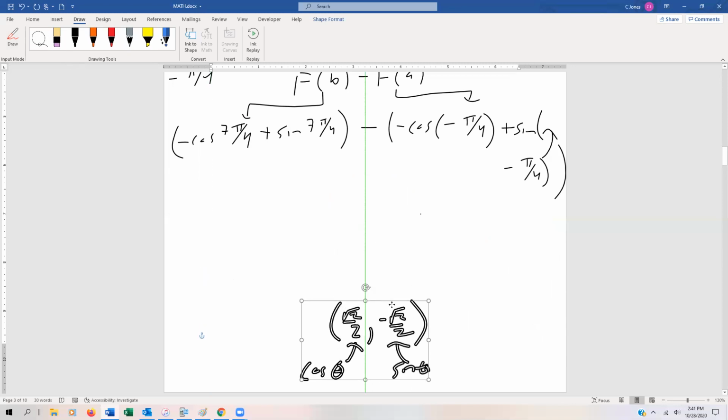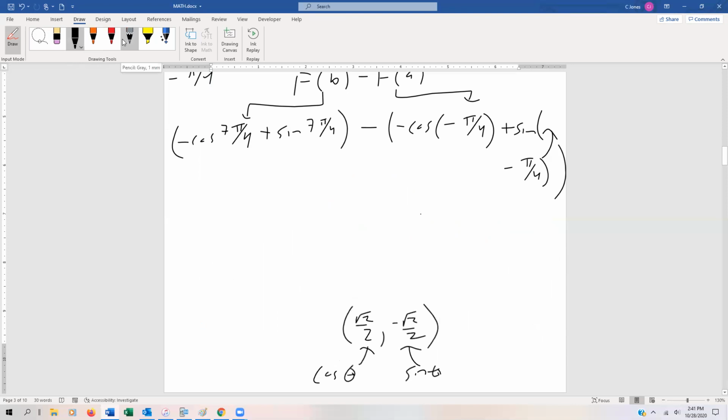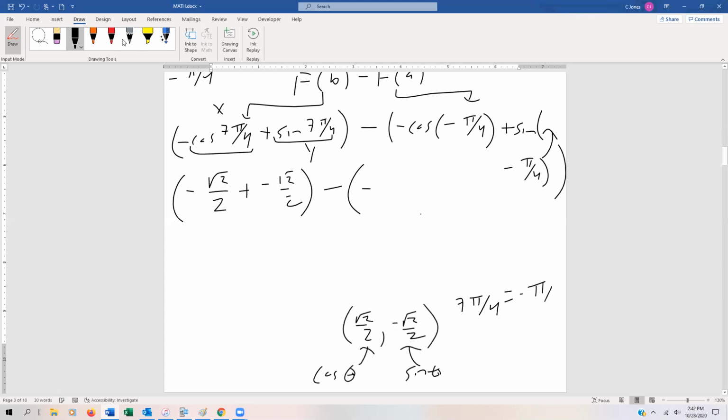So let's just move that down here. We're going to keep that on tap because we need it. And so this is going to be the opposite of, this is our x value, which is root 2 over 2, plus the sine of 7 pi fourths, which is the y value, which is negative root 2 over 2, minus, so the opposite of cos of negative pi fourths, which is the same thing, because remember, 7 pi fourths is equal to negative pi fourths. They're coterminal angles. And so this is a negative root 2 over 2. And then this is going to be plus another negative root 2 over 2.